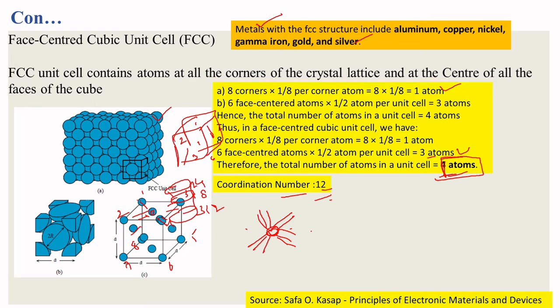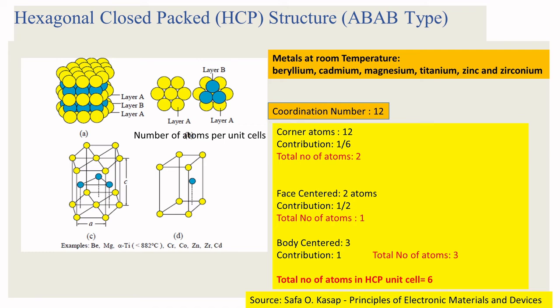Okay, so the next is the hexagonal close packed structure. The familiar name for close packed structure is ABAB type, shown here. The metals that have the HCP structure are cadmium, magnesium, titanium, zinc and zirconium. These are the familiar metals used at room temperature.